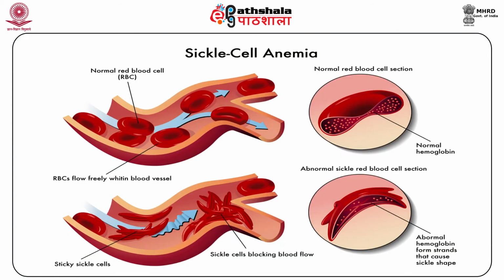Sickle cell disease. If there is an error in the hemoglobin gene, then it results in sickle cell disease. It is a recessive genetic disorder. Hemoglobin is the oxygen carrying protein in RBCs. The shape of blood cells is affected. It distorts into an abnormal crescent shape.